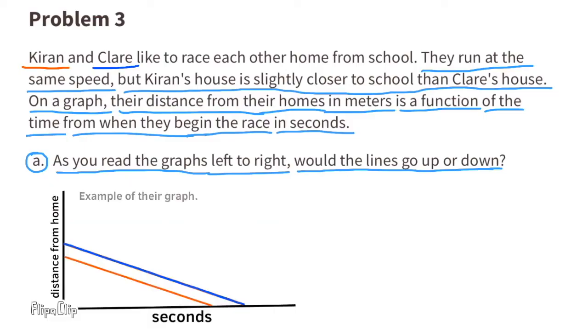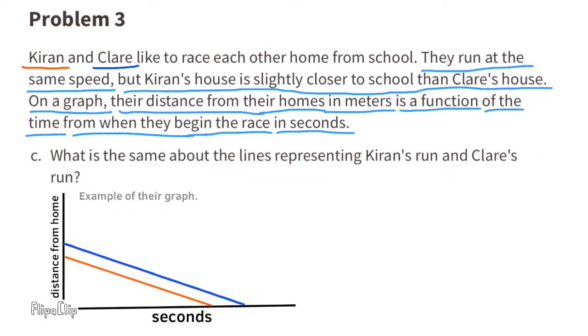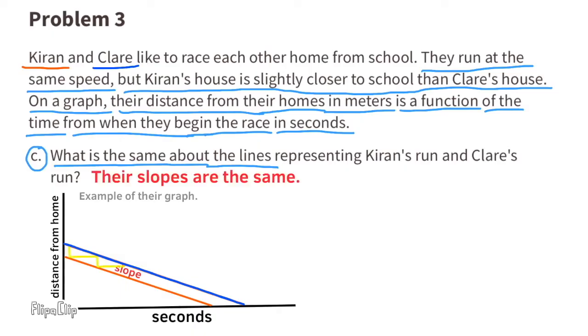This example of their graph shows that the distance from home at the start of the race is greatest, and the distance from home at the end of the race is smallest, so their lines would go down from left to right. B. What is different about the lines representing Kieran's run and Claire's run? Their lines have different y and x intercepts. C. What is the same about the lines representing Kieran's run and Claire's run? These lines have the same slope.